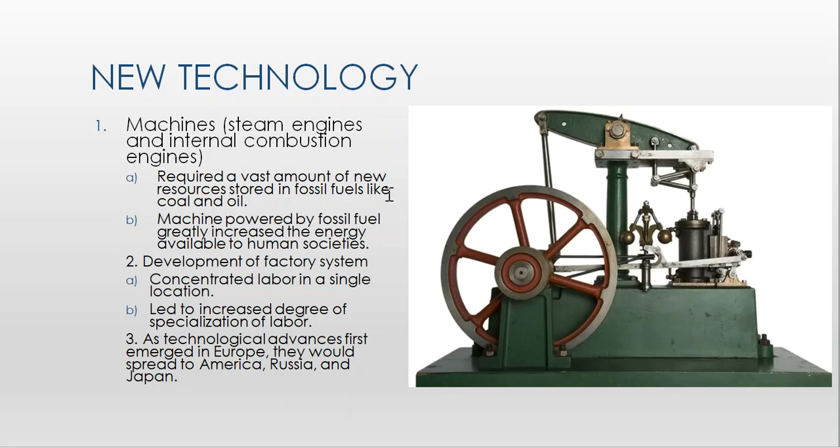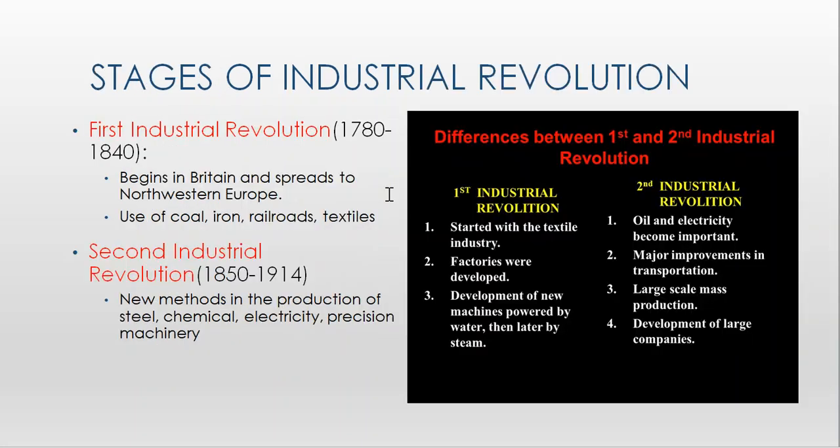You don't want to walk a long way to work, so you tend to migrate closer to the factories. It led to an increased degree of specialization of labor. In a factory, you all have a job and you do your job really well. And so people became more specialized in their labor. Doesn't necessarily sound like a great thing, but it was good for factory settings. As technological advances first emerged in Europe, they would spread to America, Russia, and Japan.